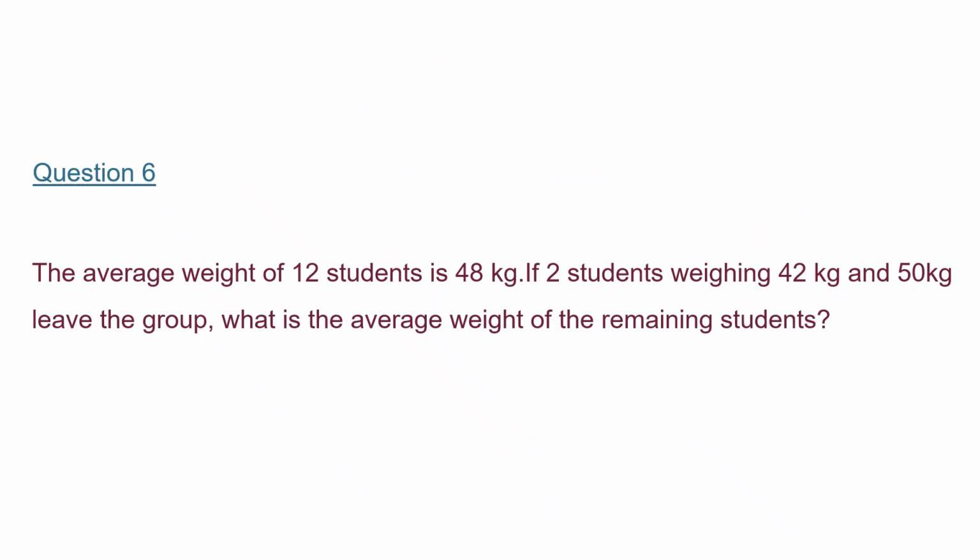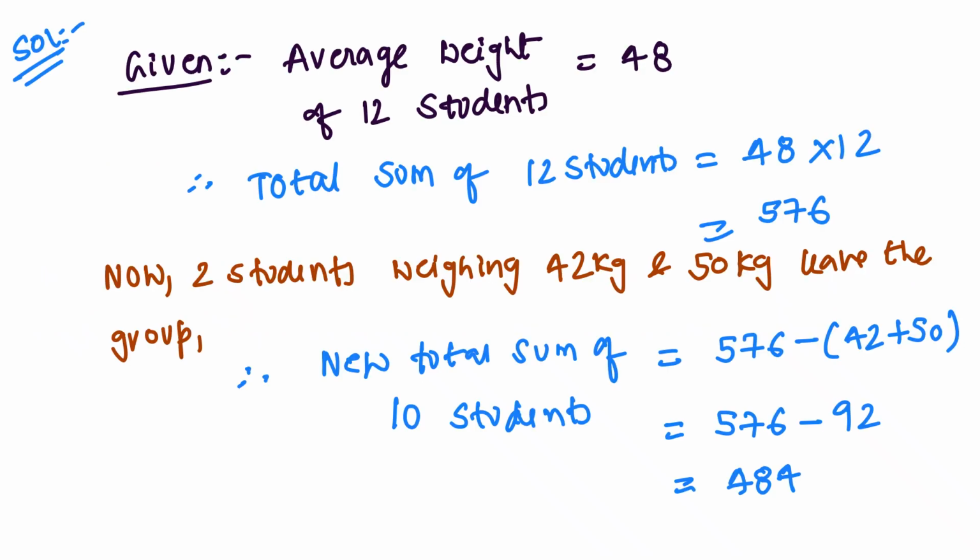Question number 6 is, the average weight of 12 students is 48 kg. If two students weighing 42 kg and 50 kg leave the group, what is the average weight of the remaining students? The solution is, we are given average weight of 12 students is equal to 48. Therefore, total sum of 12 students is equal to 48 into 12, which is equal to 576.